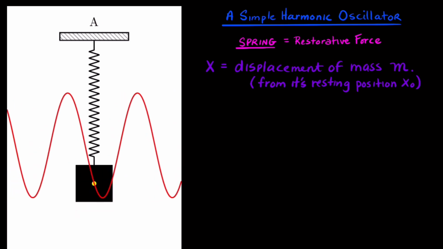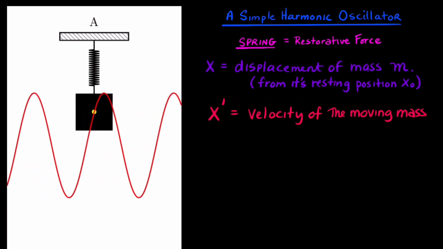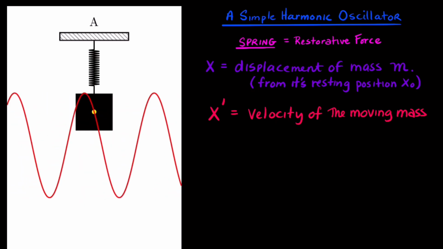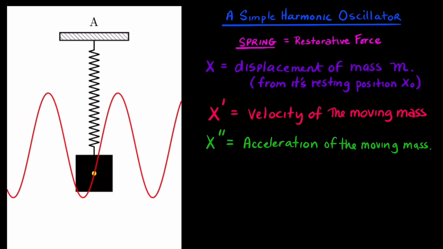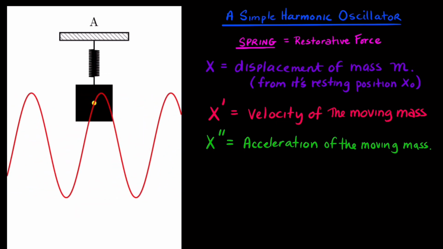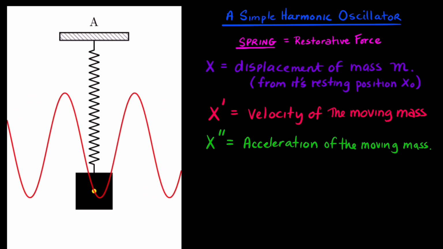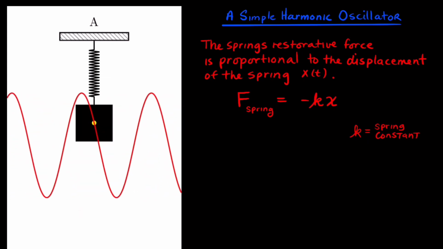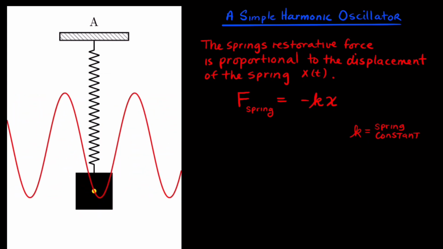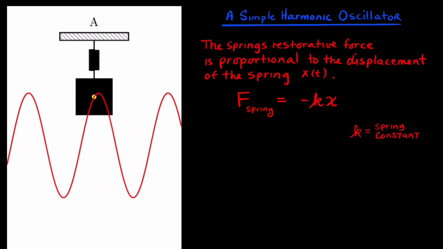has a displacement of that mass we'll call x. And therefore x prime will represent its velocity. X double prime, its acceleration. And so, for a spring, the restorative force is one that is proportional to its displacement. So F spring is equal to negative kx, where k is called the spring constant.